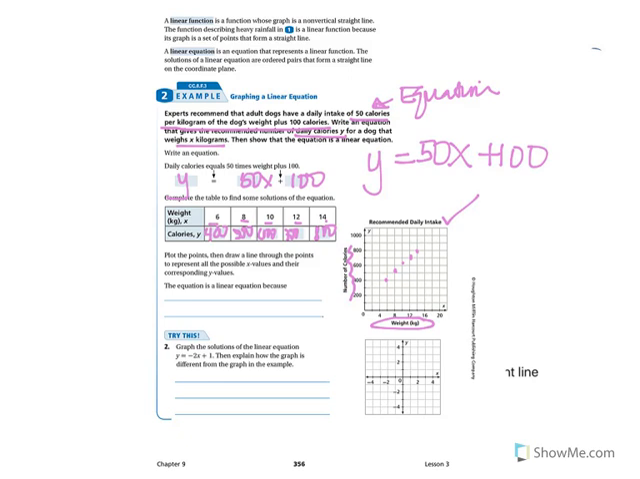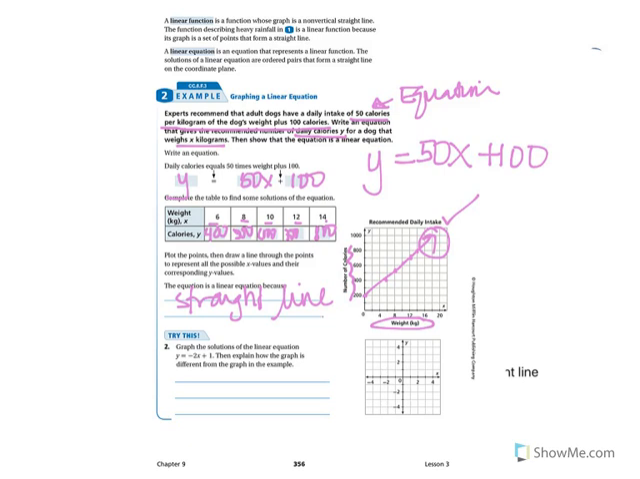All right, so it says plot our points, then draw a line. So I'm going to draw my line. Notice that there's an arrowhead here, not here, because we can't go negative weight or negative calories. And the equation is a linear equation because we get a straight line.